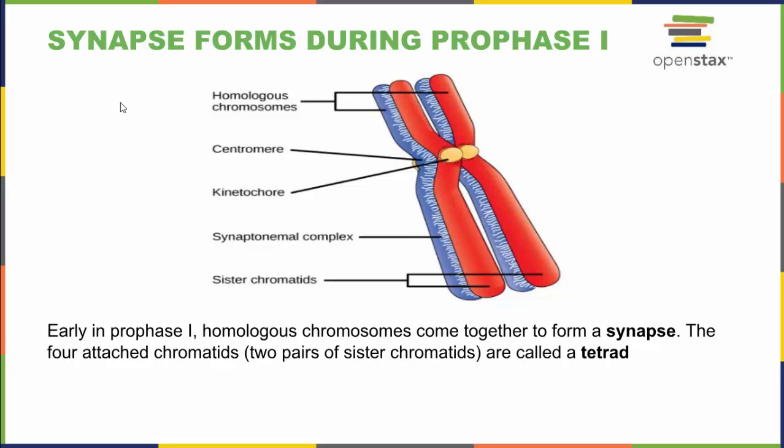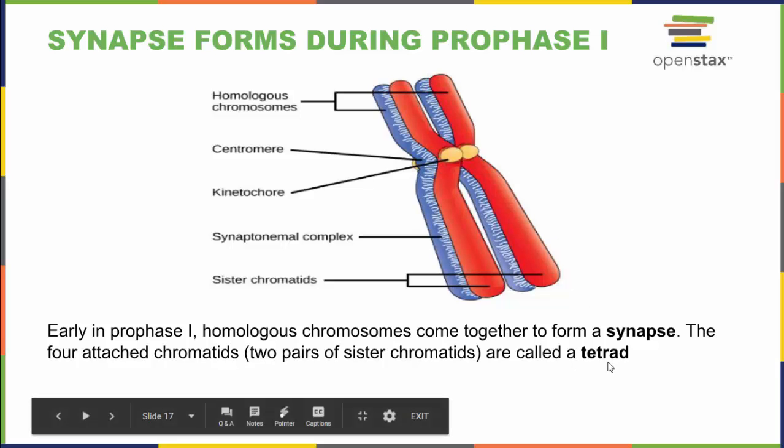One thing that is going to be different between mitosis and meiosis is something that happens early in prophase 1. The homologous chromosomes are going to form something called a synapse, which is shown in the picture here. When they come together, the mother version and the father version of a chromosome, and they've already been replicated, which is why they look like X's, they're going to form a synapse, and when they're in this formation, they're also called a tetrad.